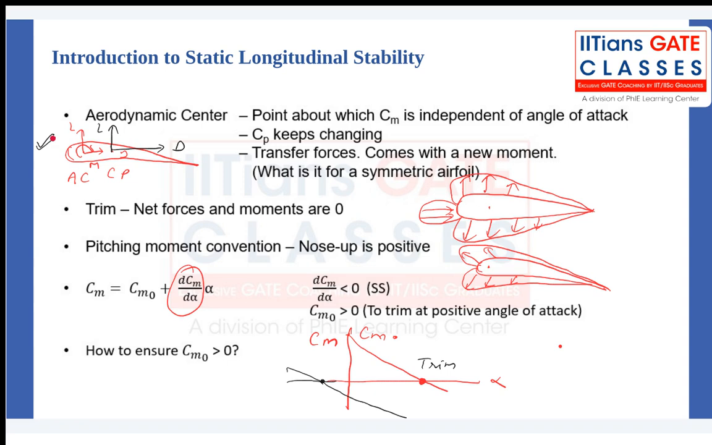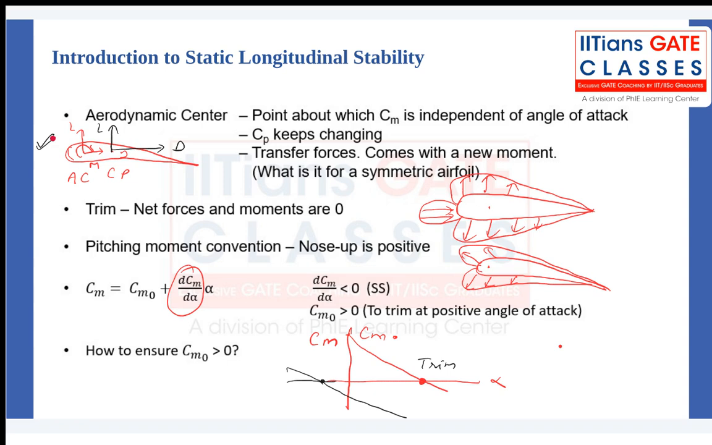So how do we ensure CM naught greater than zero? There are a few ways, but what comes at the top of your head? We need to have CP ahead of the AC. How do we ensure that? We had discussed something similar towards the beginning of this session. If your CP is ahead of the AC, then your moment at the aerodynamic center will be positive, correct? So how do we ensure CP is ahead?